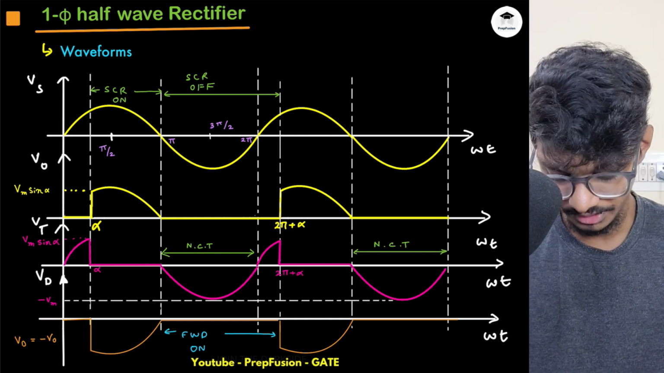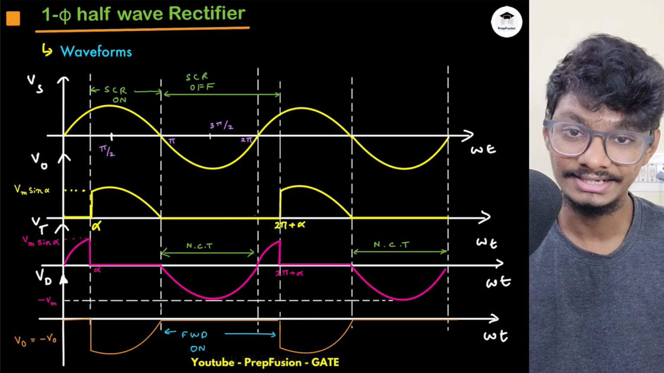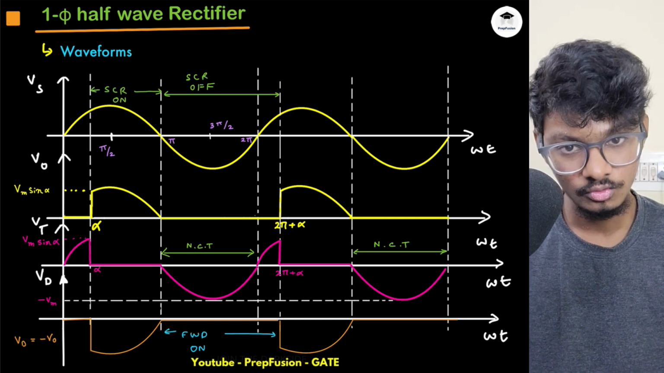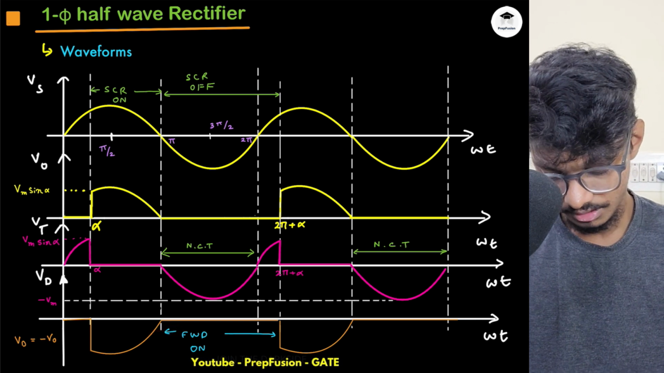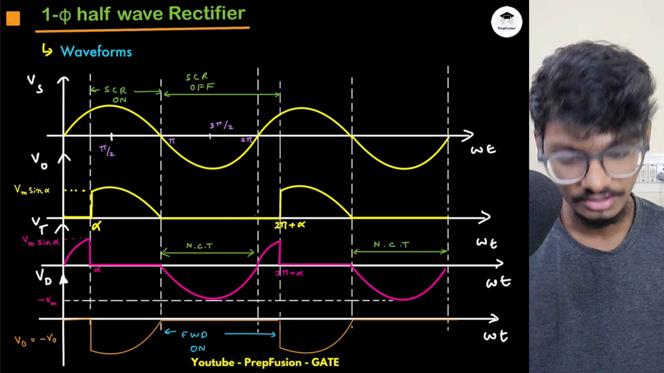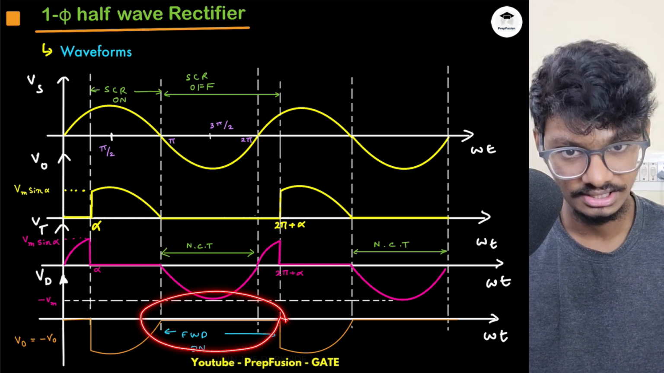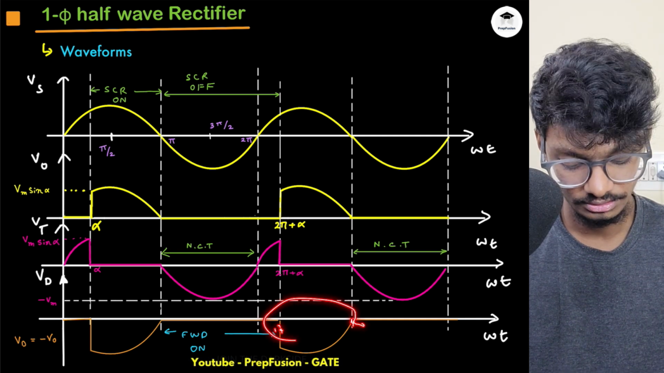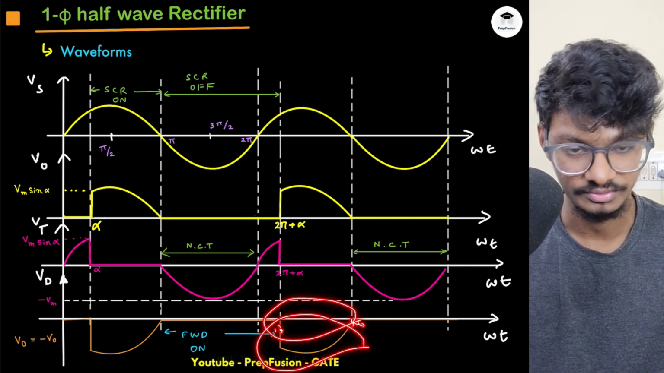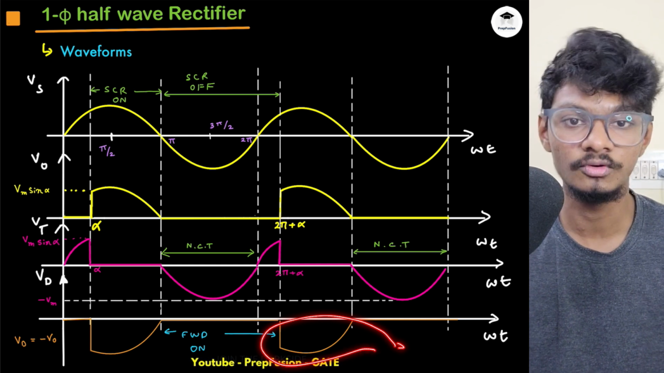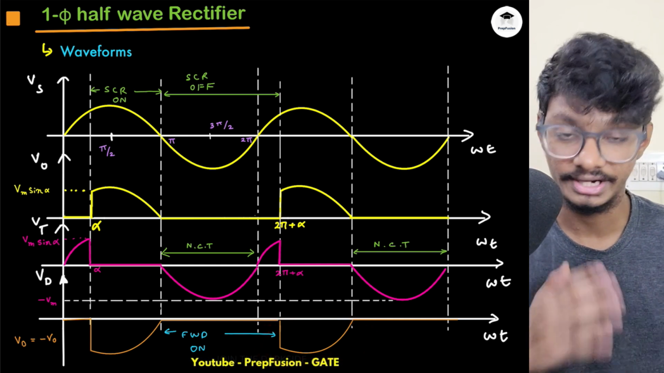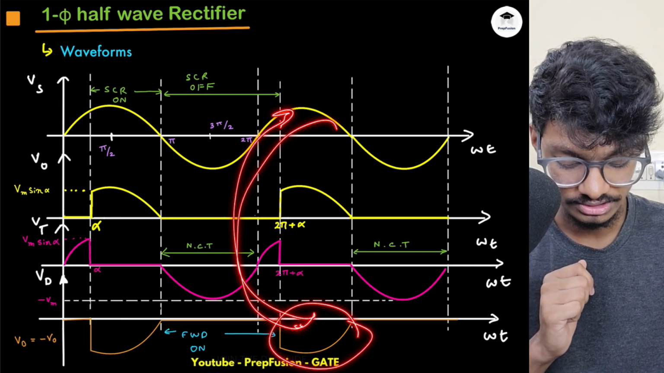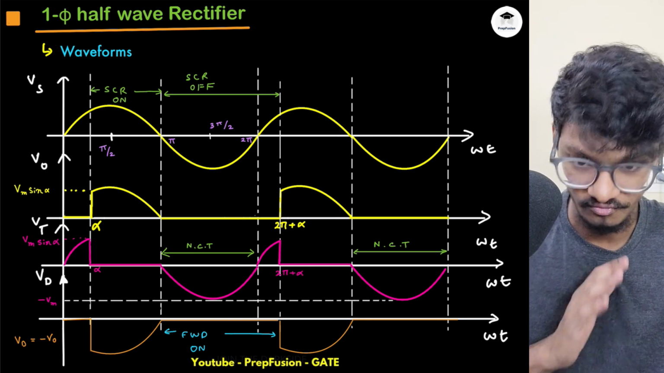Then what is the diode voltage? The diode will turn on when the SCR is off. So when is the SCR off? Here, in this region. From pi to 2 pi plus alpha, the diode is on and SCR is off. And from 2 pi plus alpha to 3 pi, SCR is on, the diode will be off, and it will be reverse biased. This time the diode voltage will be the negative of the supply voltage, and although the supply voltage is positive, as it is the negative of the supply voltage, the diode voltage will be negative, and hence it will be off.